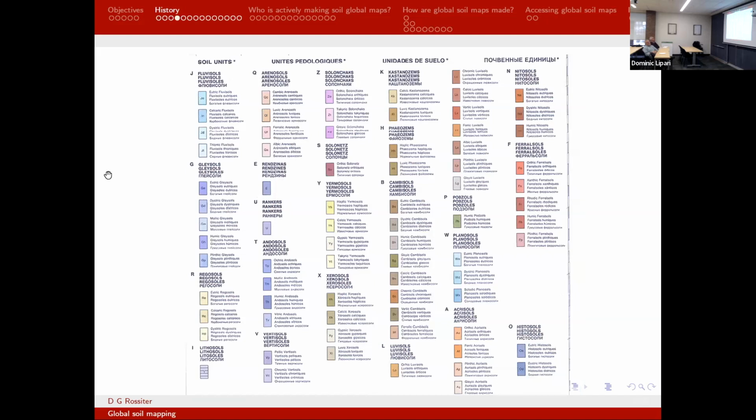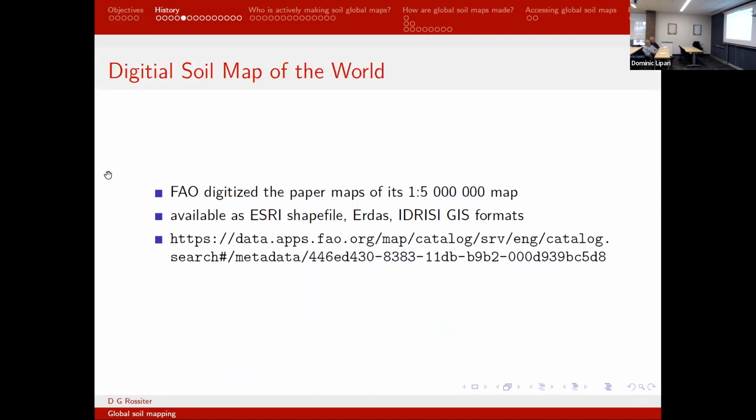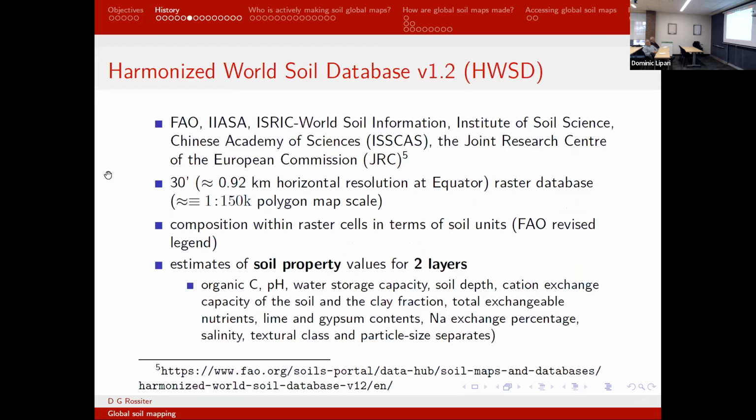This is an idea of the soil legend, and they were just these overall classes based on soil genesis, and they had subclasses. This was a fairly general map. This has been digitized and is available here as shape files and so forth. They have now actually gone and digitized that map, so they're not being updated, but you can get that if you want. Then the next big initiative was the Harmonized World Soil Database.